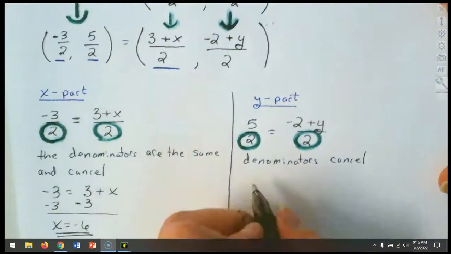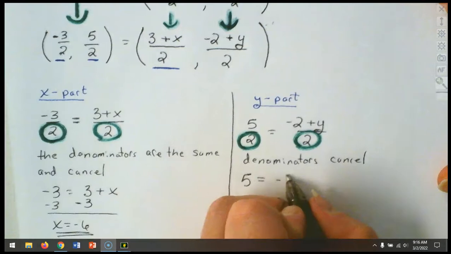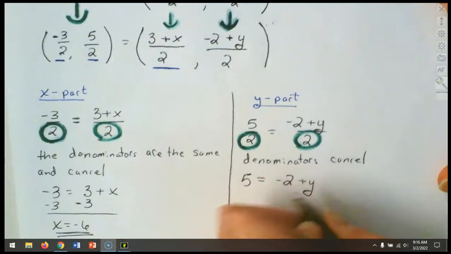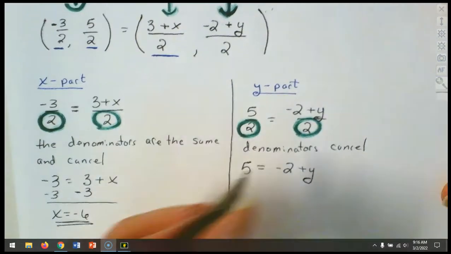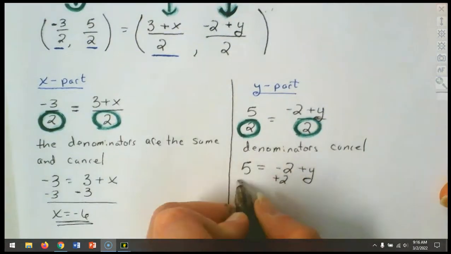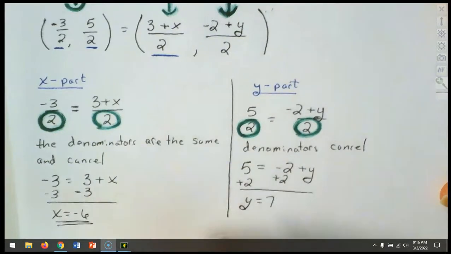So what does that leave me then with? That leaves me with 5 equals a minus 2 plus y. The hard part's already done. We just add 2 and we're done. So y equals now 7.